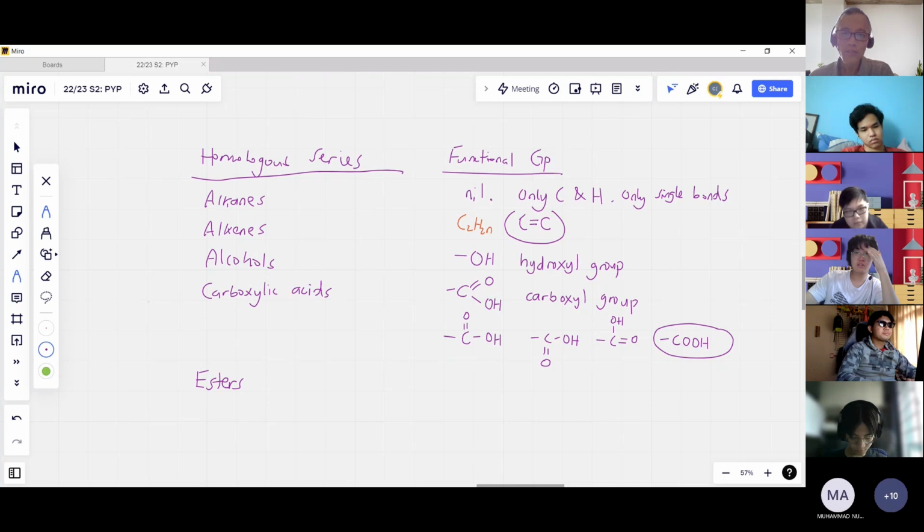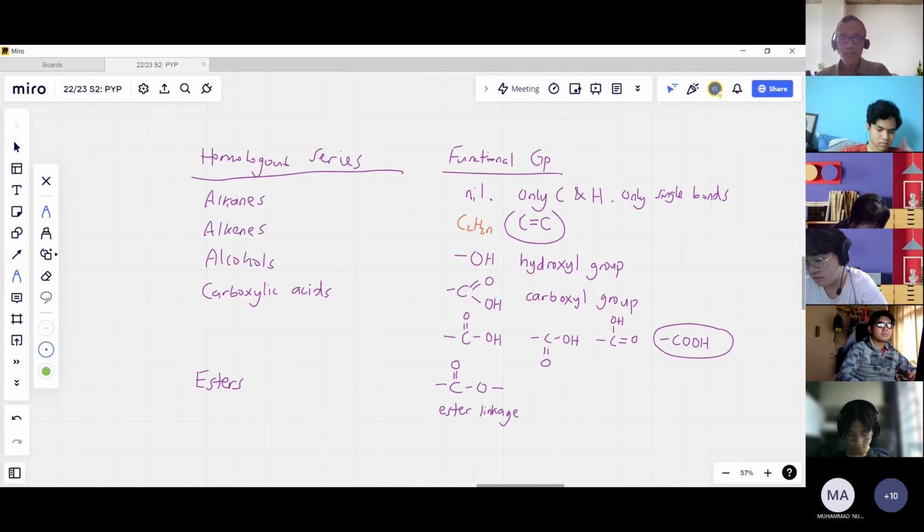Okay, there's one second last one, esters. How do you recognize esters? Look for this structure. This is the ester group, but more often than not, they don't call it ester group, they call it an ester linkage, which all you guys need to know. The term ester linkage.